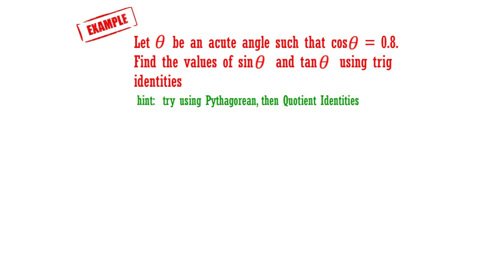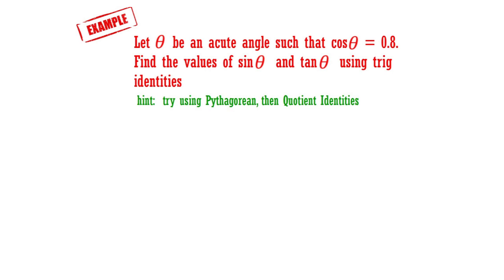And I'm just throwing some problems at you here that you can use these identities to help you find missing things. All right, so this one says, let theta be an acute angle. All right, just another way of saying, hey, this is going to be in first quadrant. Acute angles are in first quadrant. And you know what the cosine is. It is 0.8. They want you to find the value of sine and the value of tangent using our identities.